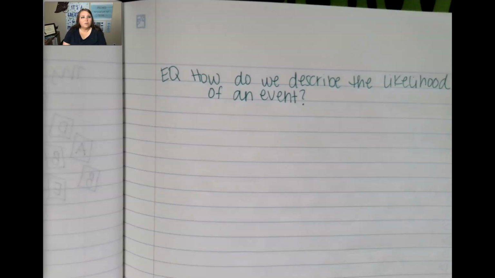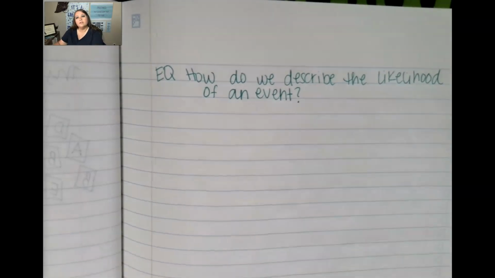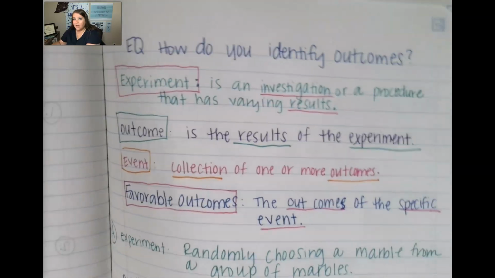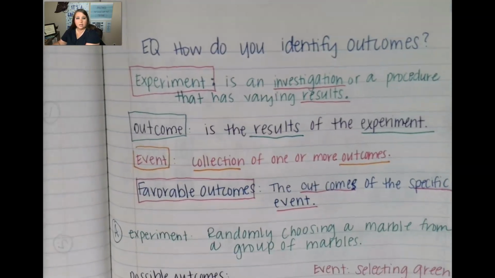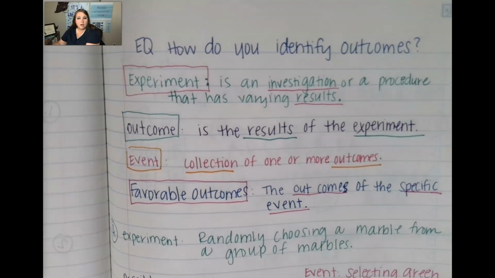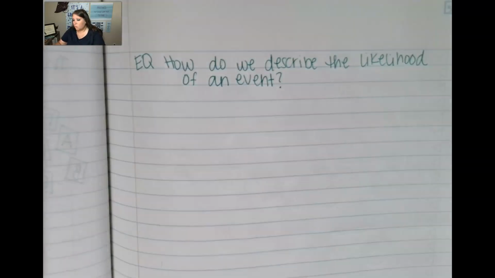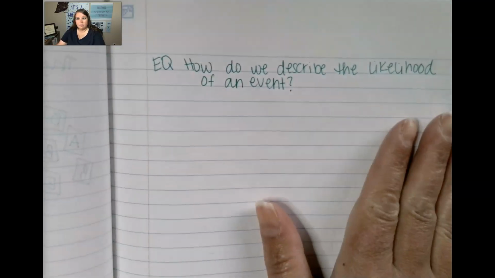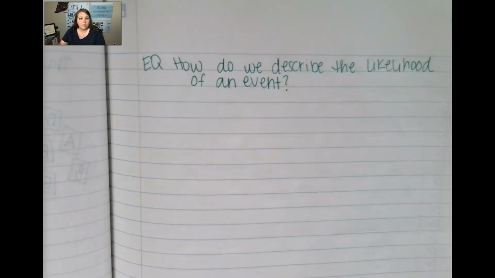Hi everyone, today we will be identifying and answering the essential question of how do we describe the likelihood of an event? So the likelihood of an event has to do with our experiments that we talked about yesterday in our last lesson about an investigation. The event is the collection of the outcomes. So this question simply means, how do we describe how often we would collect a certain part of the data?